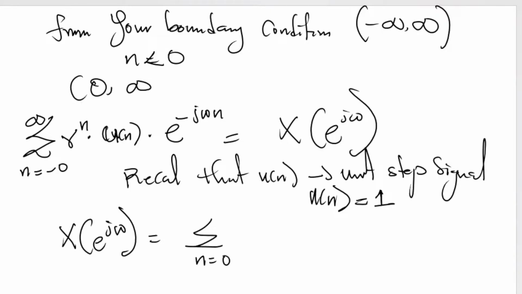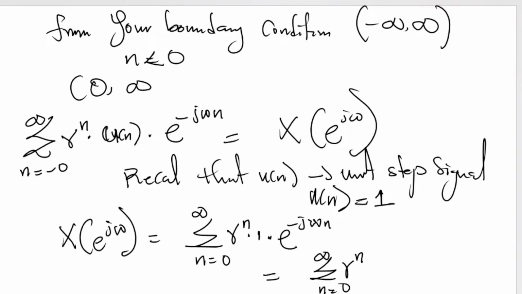to infinity, and what you have here will be r raised to the power of n multiplied by 1, and this will be multiplied by exponential minus jwn. So from what we have here, you're already telling your examiner that u of n here is a standard signal, and it is a unit step signal. Now, how can we simplify this equation by removing 1? You know that when 1 is multiplying everything, it still remains the same. So you simply have your final equation here to be the sum from n equals 0 to infinity of r raised to the power of n multiplied by exponential minus jwn.